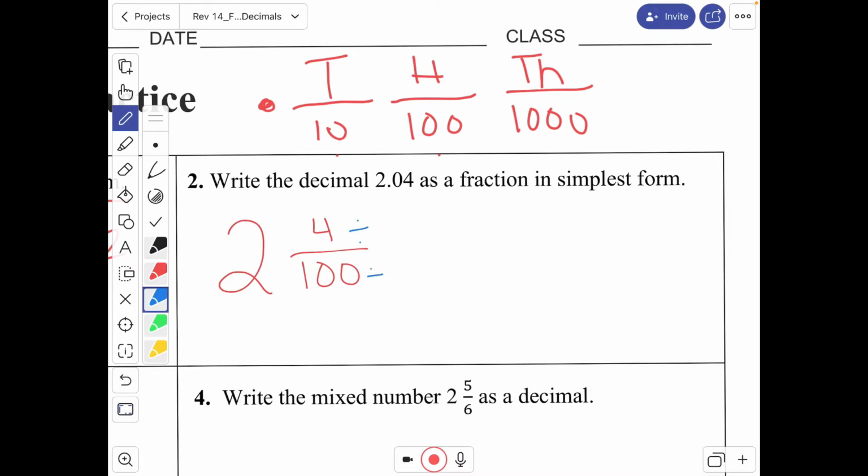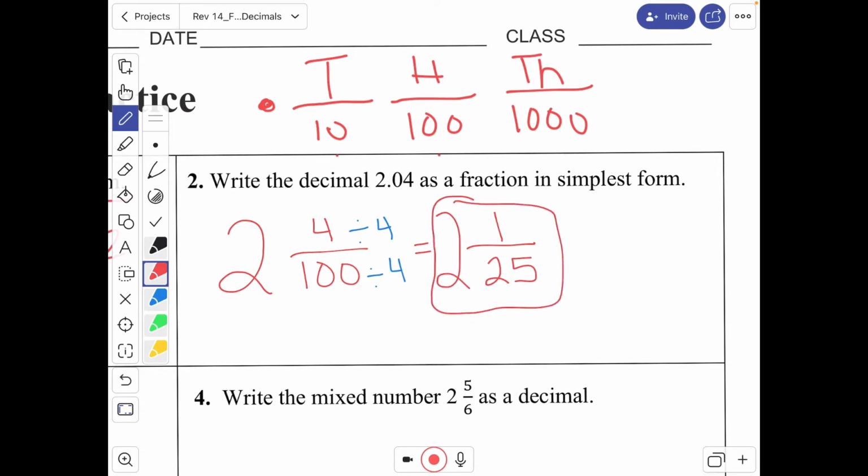We could divide by 2 because they're both even numbers, but 4 is bigger, and 4 will divide both of those. So 4 divided by 4 makes 1, and 100 divided by 4 makes 25. Don't forget to bring the whole number over. Don't break up our little math family. They have to stay together.